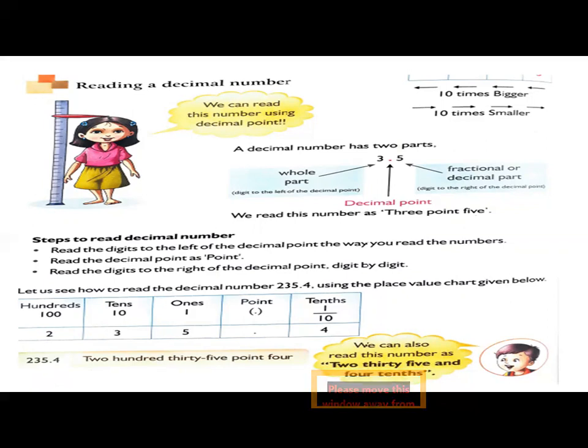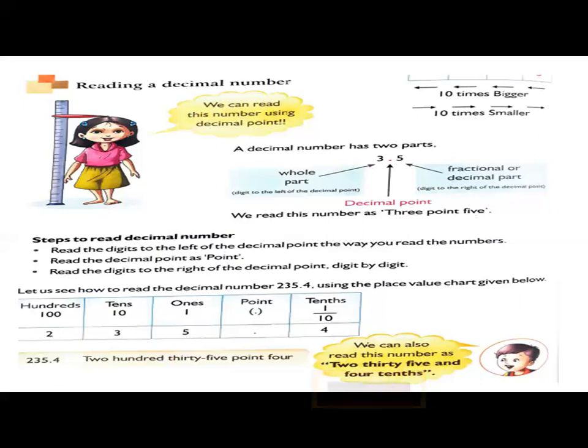So how to read out this number? 3.5. Always remember, read the digits to the left of the decimal point the way you read the numbers. Read the decimal point as point. You should say that dot as point. For example, 3.5. You should not say thirty-five. You should say three point five.